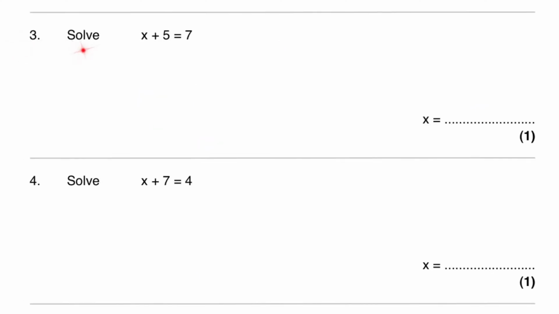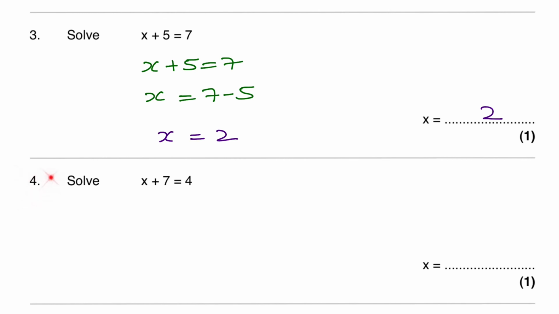Question 3. Solve x plus 5 equals 7. So the best thing to do is collect like terms. Take the plus 5 and bring it next to 7. So that means the sign plus 5 will change to minus 5. X plus 5 equals 7. X equals 7 minus 5. Therefore, x equals 2. So that will be 2.